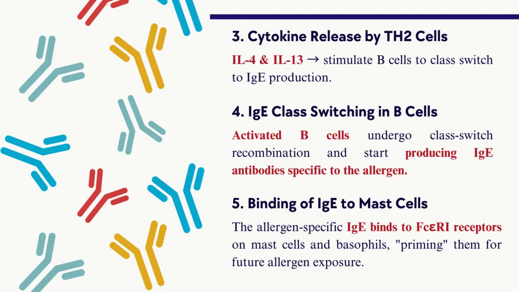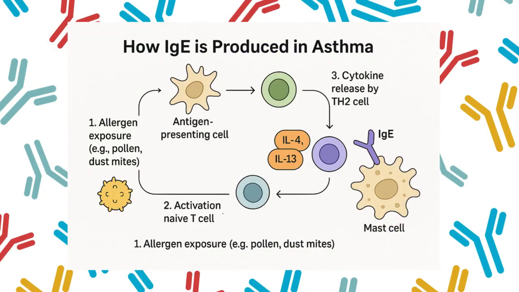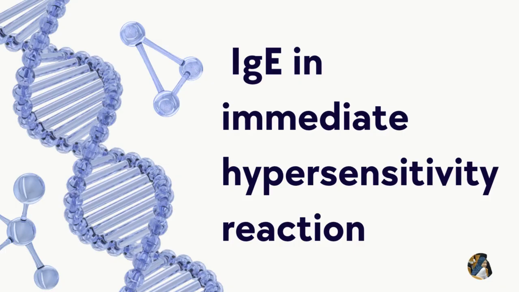Then lastly is the binding of IgE to mast cells. The IgE antibodies produced are specific to the allergen and bind to the receptors on mast cells. This primes the mast cell for an allergic reaction the next time the person encounters the same allergen. So this is an overview of how IgE is produced in asthma. Continue on IgE in immediate hypersensitivity reaction.